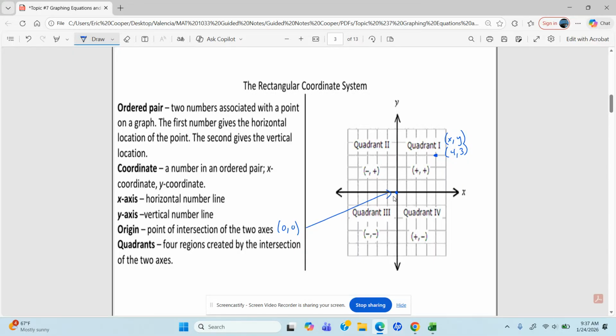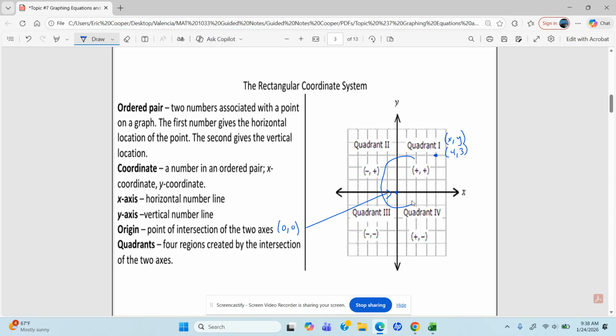And the quadrants are four regions created by the intersection. So you can kind of see we've got four quadrants here. Quadrant 1 is in the top right corner. Quadrant 2, top left. Quadrant 3, bottom left. And quadrant 4, bottom right. I always tell people to remember the way the quadrants go: you make a big C, and from start to finish, that's your way to remember the quadrants.